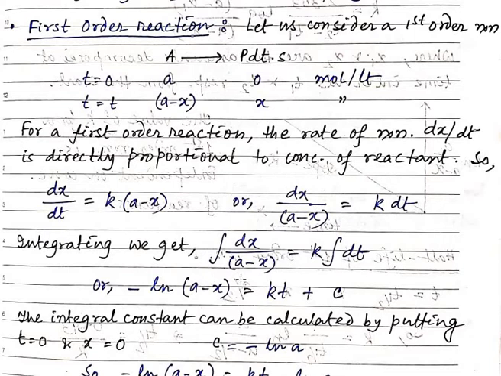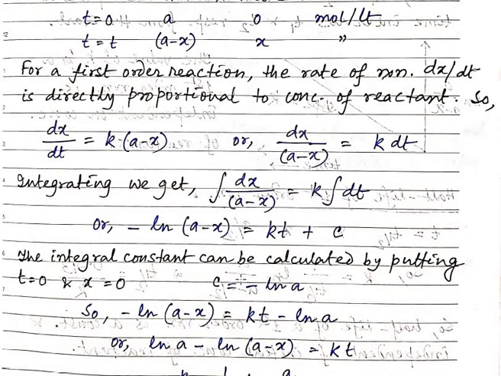After integrating, we get the integration of dx by (a minus x) is equal to k into the integration of dt. That means the integral of dx by (a minus x) is equal to minus ln (a minus x), and that is equal to kt plus c. The integral constant can be calculated by putting t is equal to 0 and x is equal to 0.